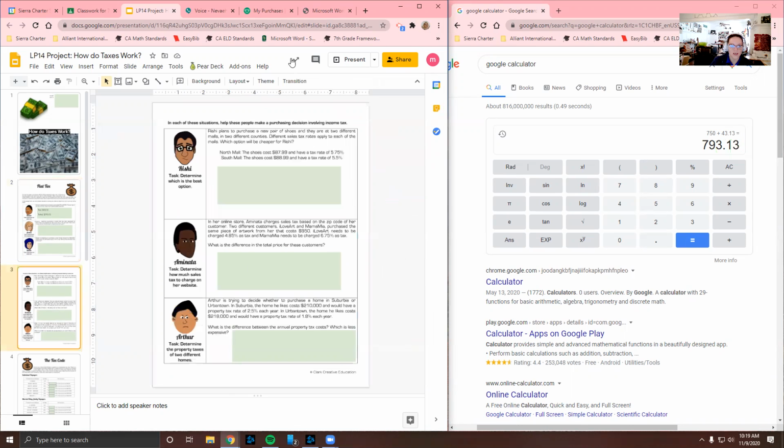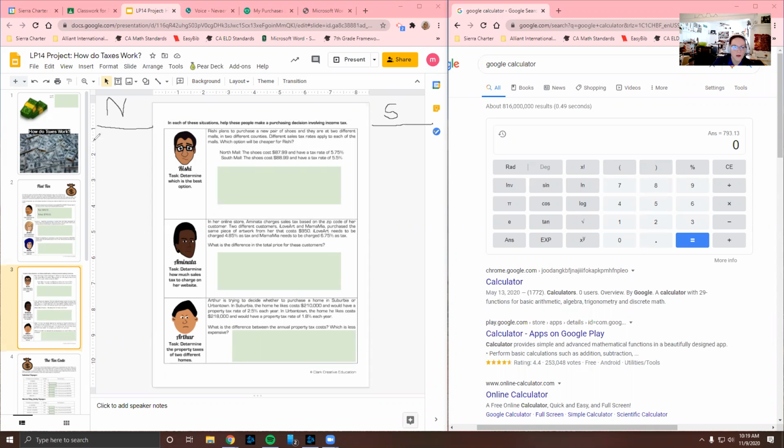So on page 2, we're still using the flat tax idea, but this time we are going to be doing some comparisons. So this first example here, Rishi plans to purchase a new pair of shoes, but they're at 2 different malls. So what he needs to do is decide, do I go to this mall or do I go to this mall? Which one's going to have the better price on these shoes for me? So if we go through and read, we are going to be finding information out about the North Mall, and we're going to find the information out about the South Mall, and then we will need to compare.